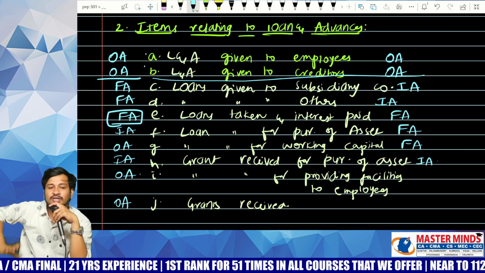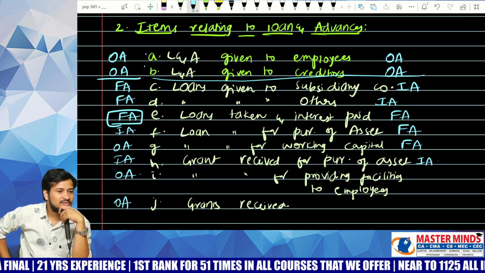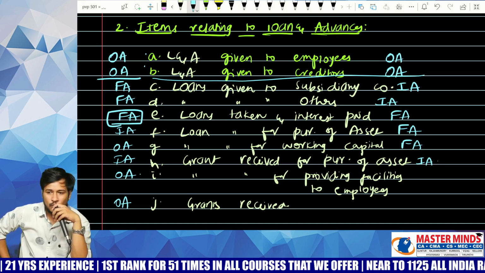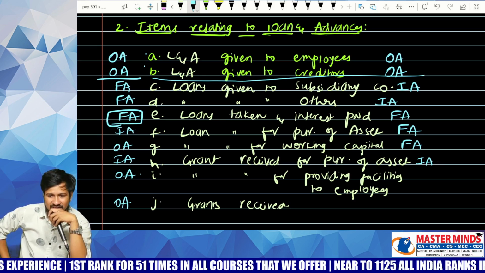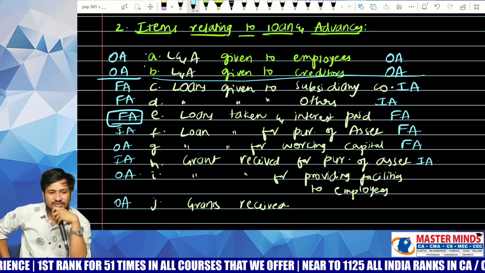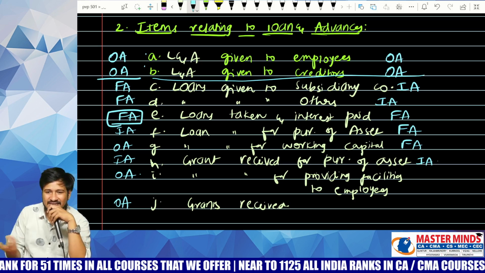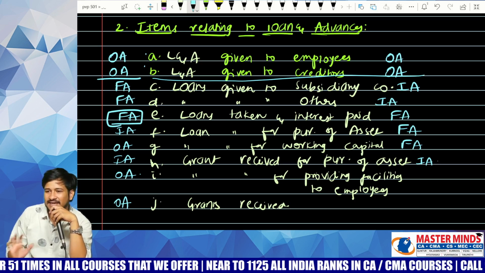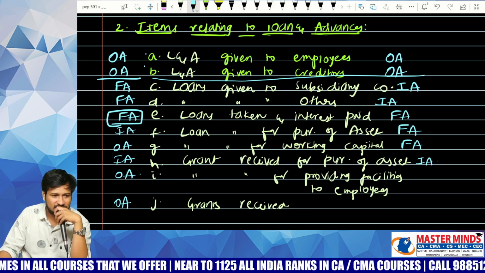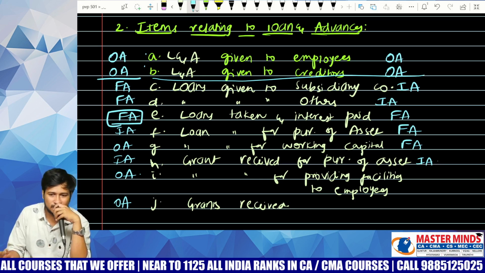Do you know that loan and grant are similar in nature? The only difference is that a loan will have to be repaid, a grant will not be repaid. Grant is like a gift. Loan is like a loan, you have to repay. Grant is like a gift, no need to repay.